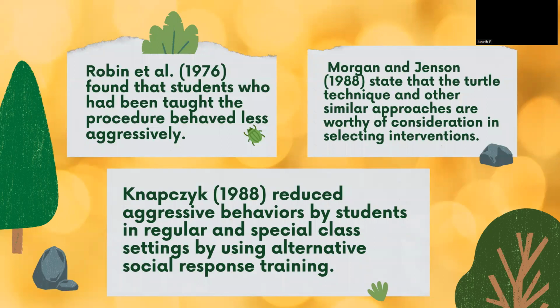According to Robin et al., 1976, students who had been taught the procedure behaved less aggressively. Morgan and Jensen state that the turtle technique and other similar approaches are worthy of consideration in selecting intervention. And Nabzik, 1988, reduced aggressive behaviors by students in regular and special class settings by using alternative social response training.